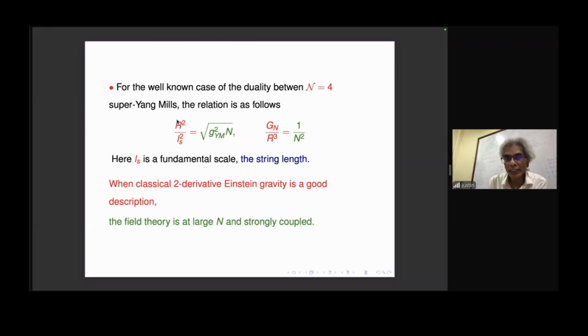And you can see that if you measure the radius in some fundamental scale where the theory is coming from, here it is the string length, if you measure it in units of that, it's related to the square root of the 't Hooft coupling. And if you measure the Newton's constant in units of the radius of AdS, here in 5 dimensions, the Newton's constant has length dimension 3, and it is proportional to 1 over N squared. I've skipped factors here. So what this tells us is that classical 2-derivative gravity, Einstein gravity, is a good description, meaning the higher curvature terms are dropped, if the 't Hooft coupling is very large. And you can trust classical gravity when N is large. So the field theory in the limit in which you can handle gravity is strongly coupled and at large N.